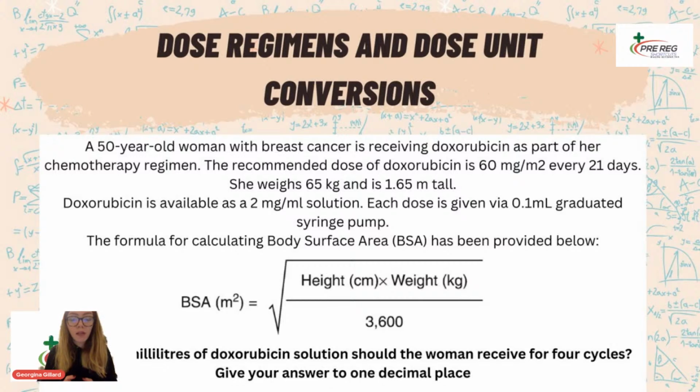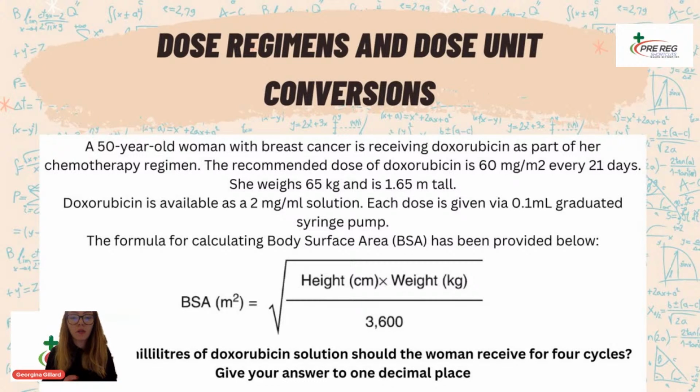She weighs 65 kilos. We're also told how tall she is. We're also told that doxorubicin is available as a 2 milligram per ml solution, and each dose is going to be given via a 0.1 ml graduated syringe. We've been asked to calculate the total amount of doxorubicin in milliliters that the patient needs to receive for 4 cycles. So, guys, the first thing we need to do is calculate the body surface area.